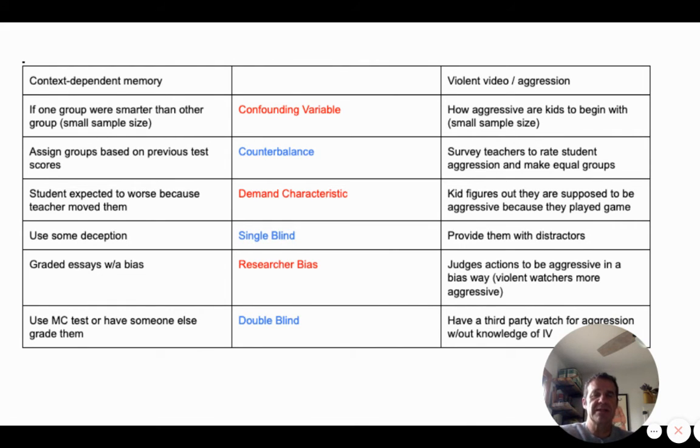Okay, a researcher bias for this one. Again, if we're going to judge actions to be aggressive in a biased way, if we're going to watch aggression, so instead of doing a survey, we're going to watch and judge aggression. If two kids bump into each other, is that aggression or was it an accident? Well, if they were both in the violent video group, I might judge it as aggression. If they were both in the non-violent video group, I might judge it as an accident. So again, we would double blind for this by having a third party watch for aggression without knowing the independent variable, okay?